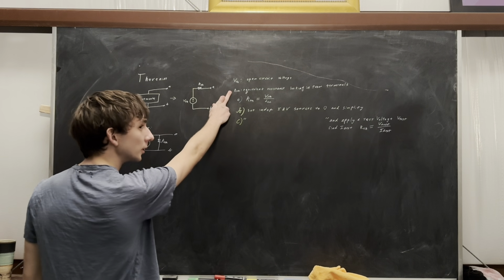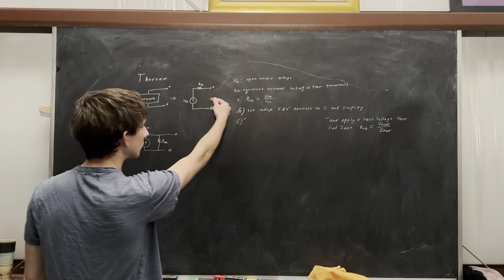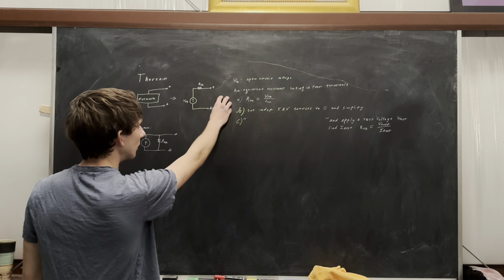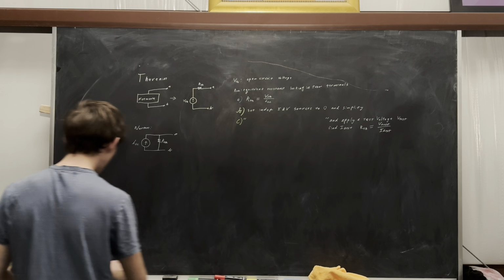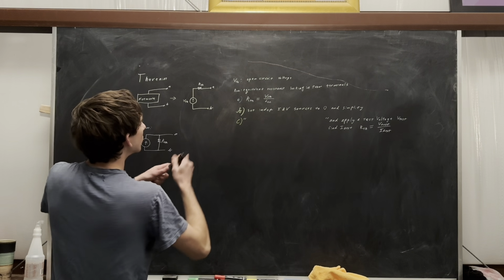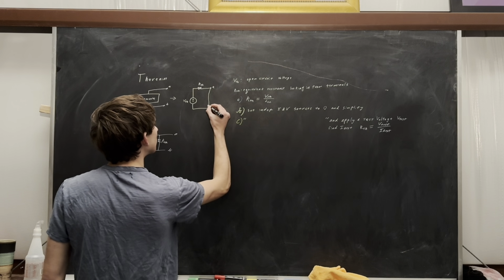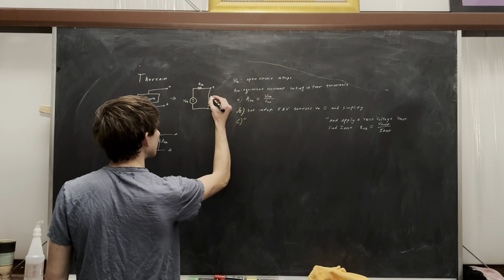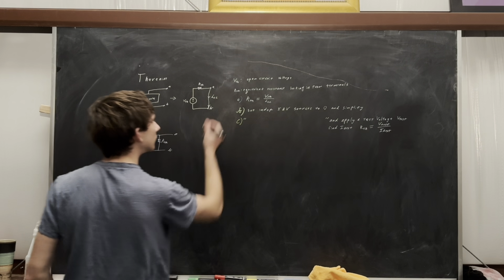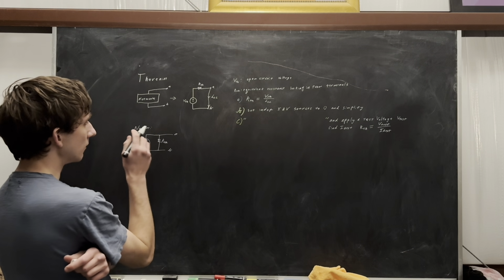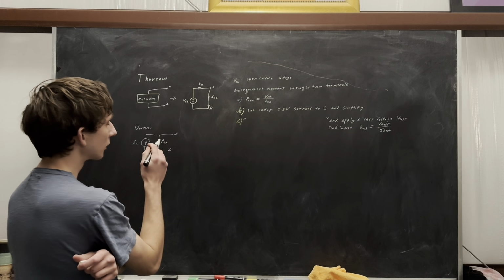Thevenin resistance is the equivalent resistance of the circuit looking in from the terminals. There's a couple ways you can calculate this. You could find the short circuit current, so that's where you short these terminals and find ISC between them. Then you just divide V-Thevenin by ISC to get R-Thevenin.